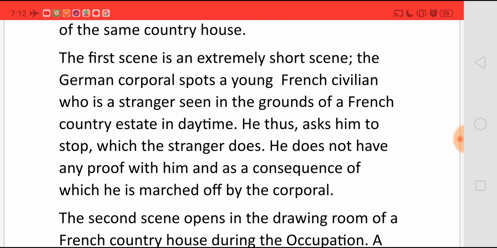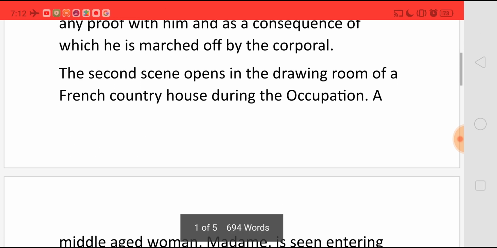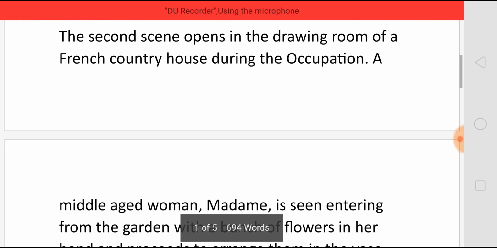The German corporal spots a young French civilian, who is actually a stranger, seen in the grounds of a French country estate in daytime. He asks him to stop, which the stranger does. He does not have any proof with him, and as a consequence he is marched off to the corporal. The second scene opens in the drawing room of a French country house during the occupation.